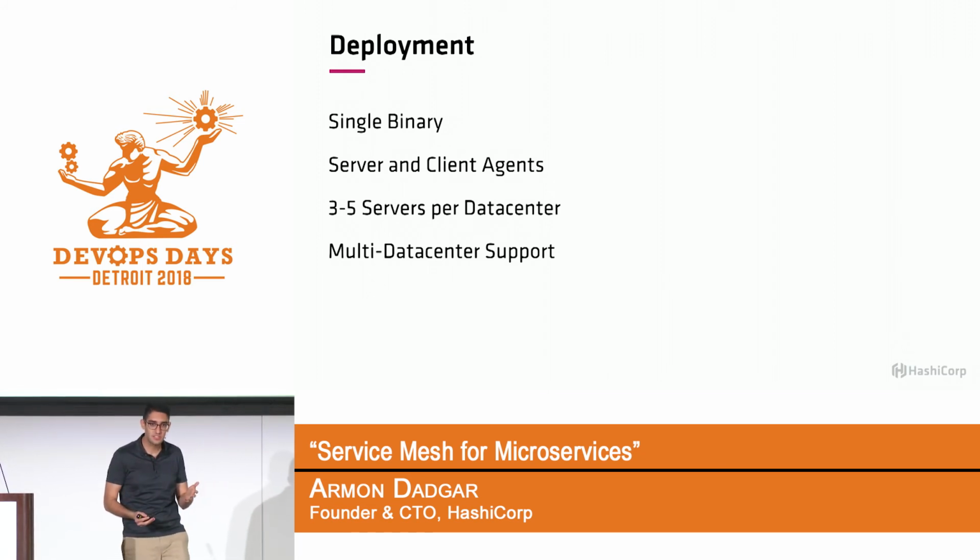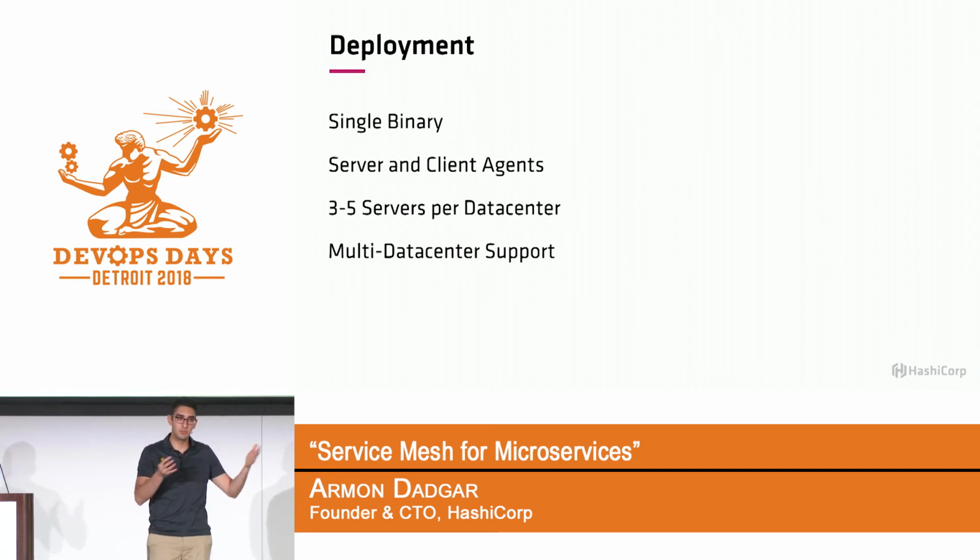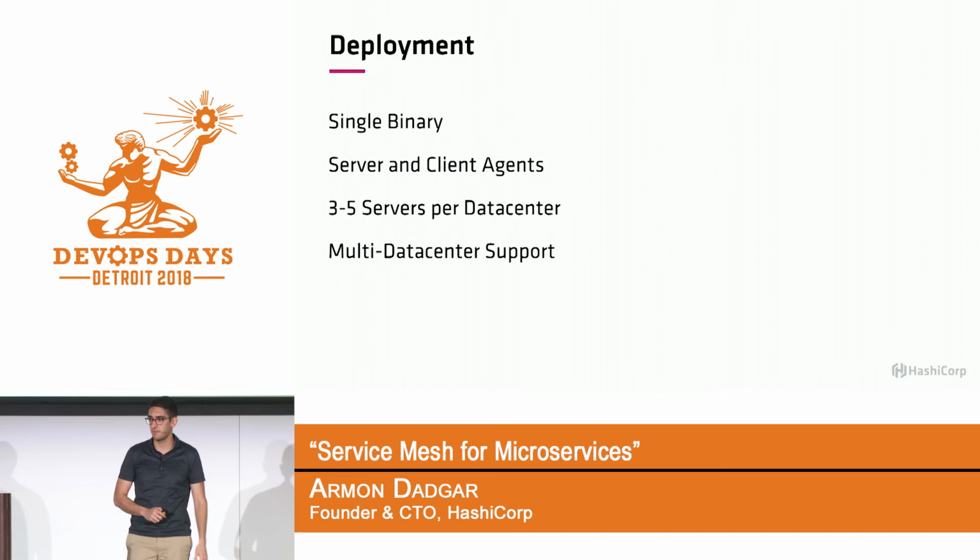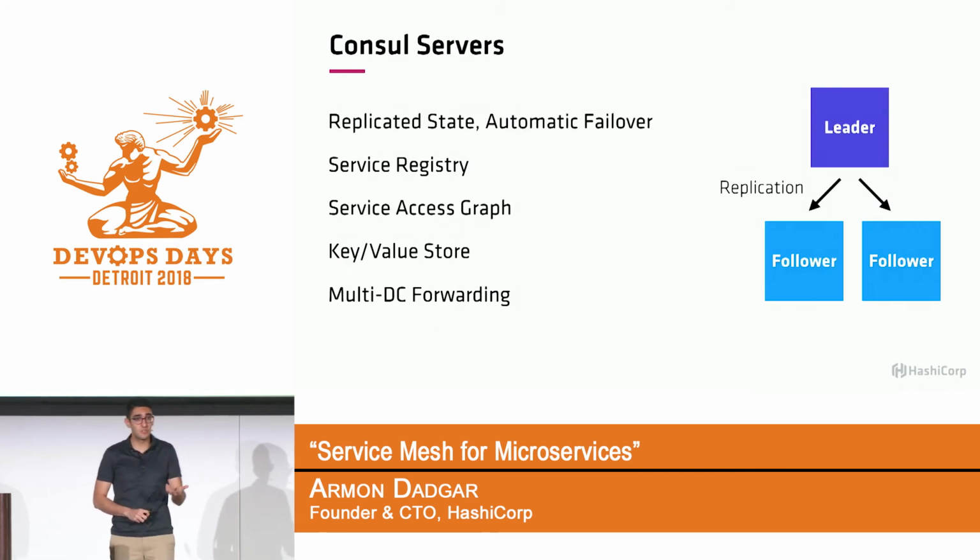And out of the box, the system is multi-data center aware. So if I have multiple data centers, I can wire them together, and the system can federate across multiple data centers. So the servers themselves are the brains of the system. They have all of the state. They have the registry of what's running where, what's the current health status. They have all the key value configuration of the services.